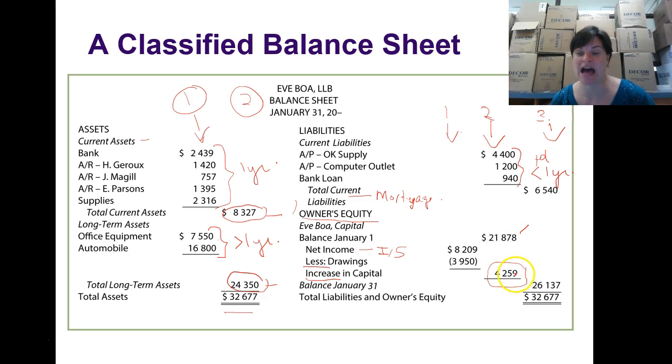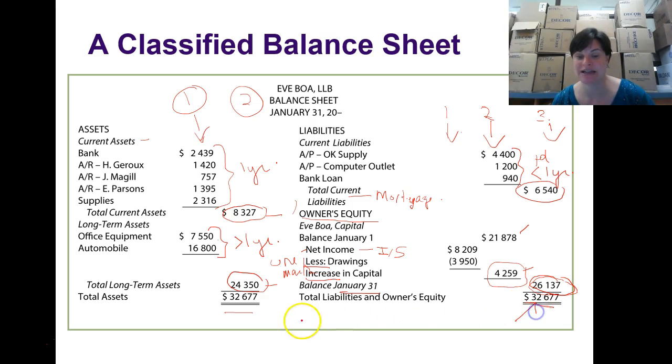So we take this figure, opening balance, and we add the increase in capital to then, in the third column, write that total. So this is the balance in the capital for January 31st. So this balance sheet is for 1 month. Okay, so this net income is for 1 month. And therefore, the balance is January 31st, and it's $26,137. So we take our total liabilities, and we add our total equity, or our capital, and that gives us our total liabilities and owner's equity.